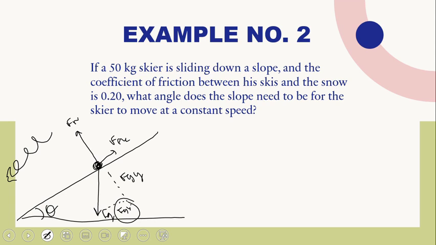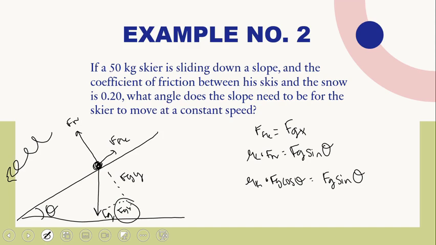So we have Fk is equal to FGX. Now we know that kinetic friction is equal to mu k times Fn. And we know that FGX is the x component of the weight. So FGX is equal to the weight times sine theta. And then we know that Fn is going to be equal to the y component of the weight. So it's going to be Fg cos theta. And then we're going to have this.